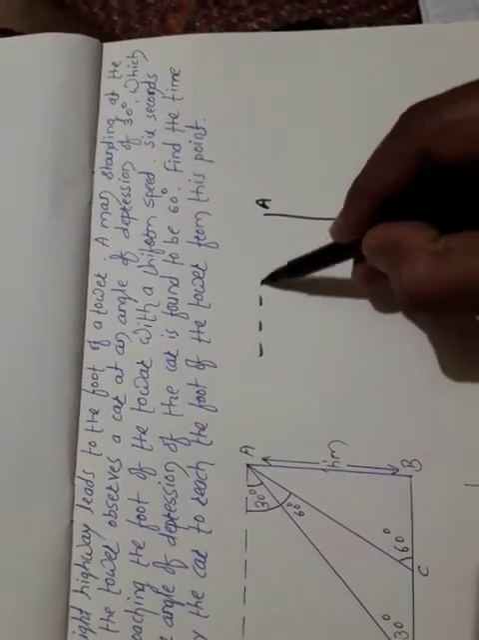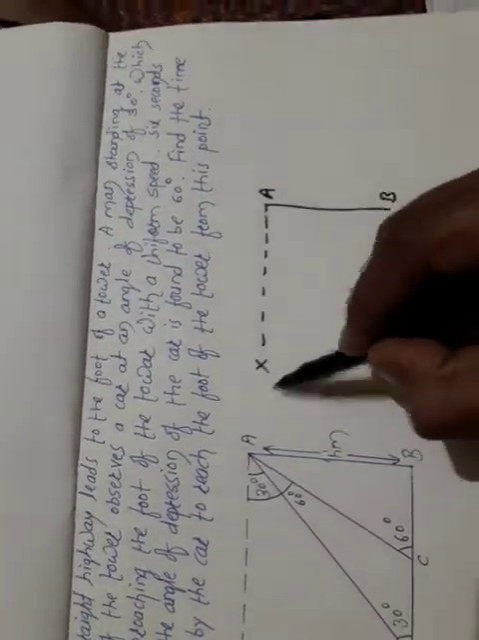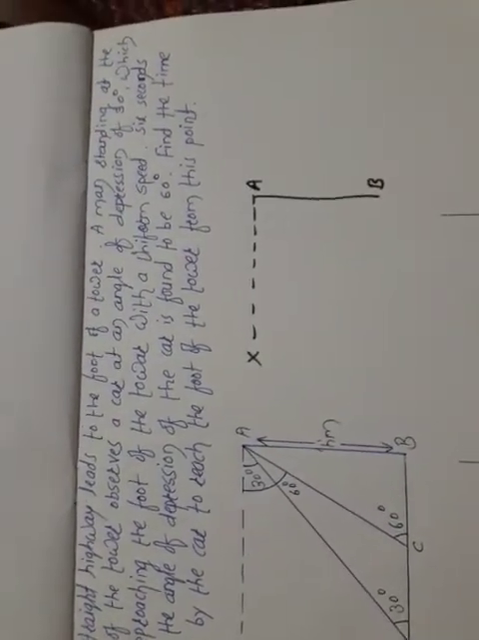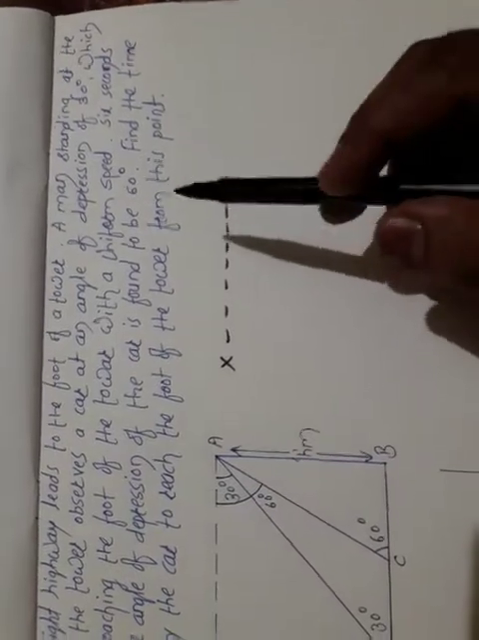Then you know that very well, this is known as the horizontal line. You will come to know why this is a horizontal line, you know that very well, why we are going to consider this a horizontal line. Got the idea? This is the height of the tower.